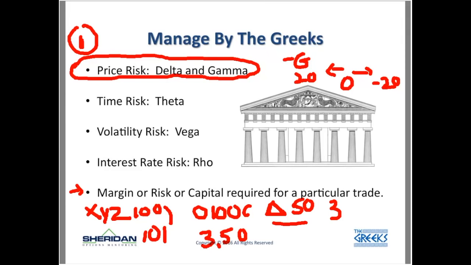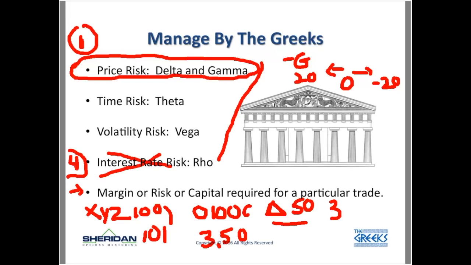Yes, Wayne, gamma is the rate of change of delta. Which is the least important of these 4? Rho. Yeah, this means nothing, especially with the way interest rates are. Unless interest rates go up dramatically, forget about it. So number 1 is price risk.